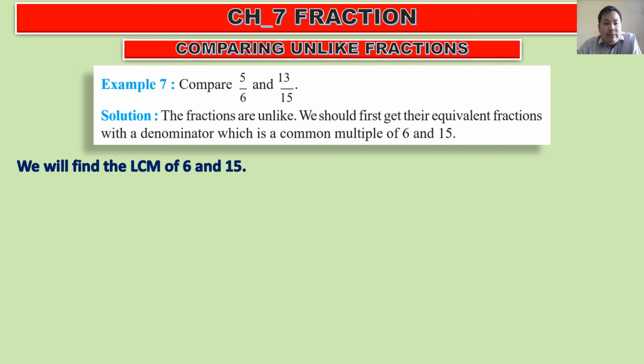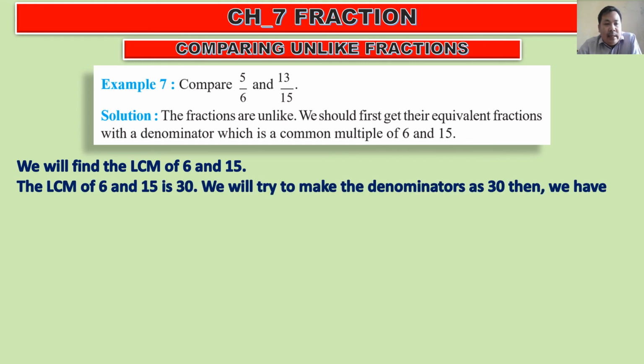Now we'll find the LCM of 6 and 15, and we get that the LCM of 6 and 15 is 30. We already know how to find the LCM. That means 30 can be divided by 6 as well as by 15. This is the lowest common multiple, where 6 can divide 30 as well as 15 can divide 30.